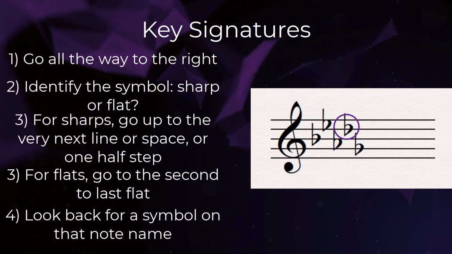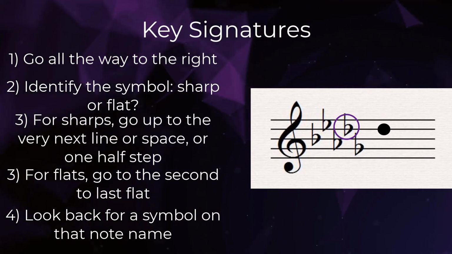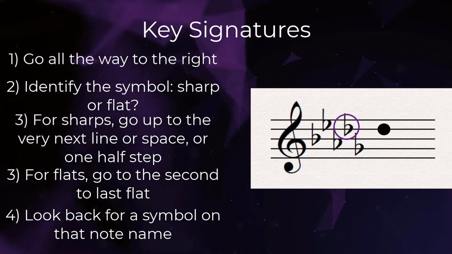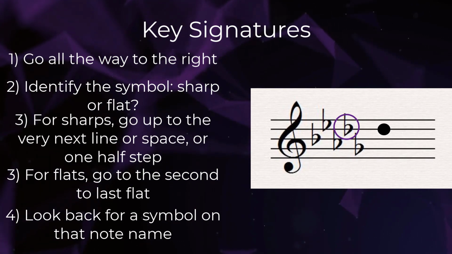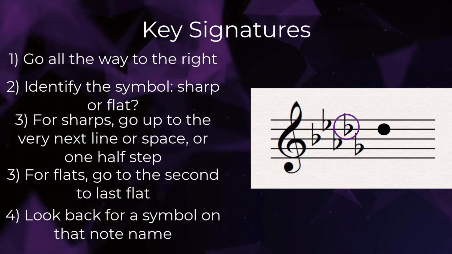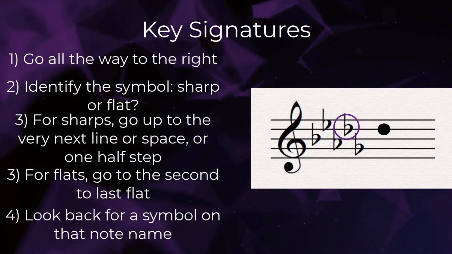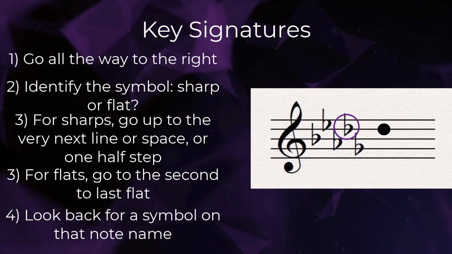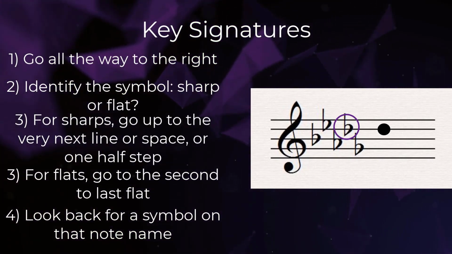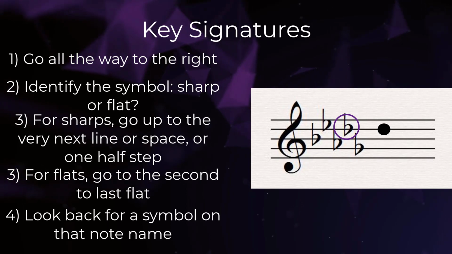Draw your note head. Now the same last step occurs. We look in the key signature to see if there is an accidental on that line or space. If there is, like in this instance, we must include the flat in our key name. So this isn't D major, it is D flat major.